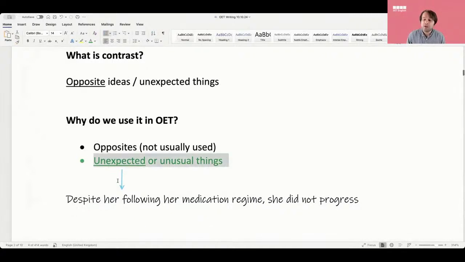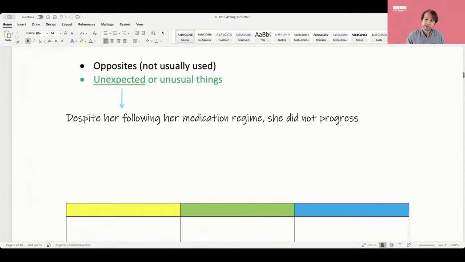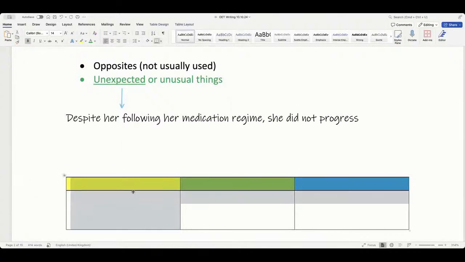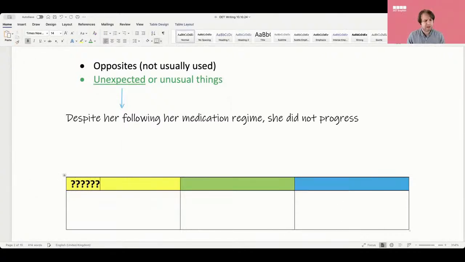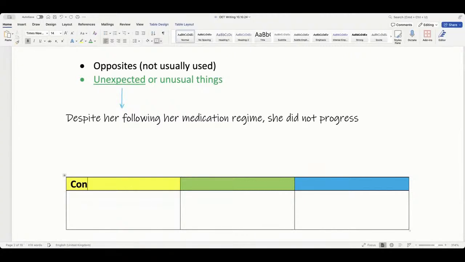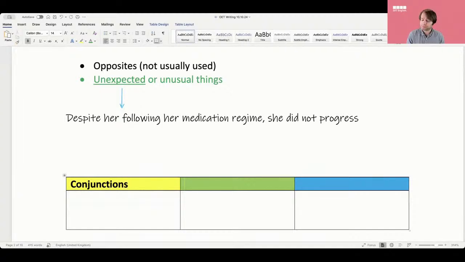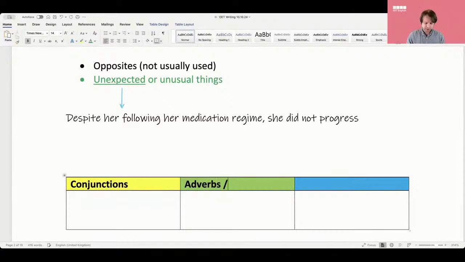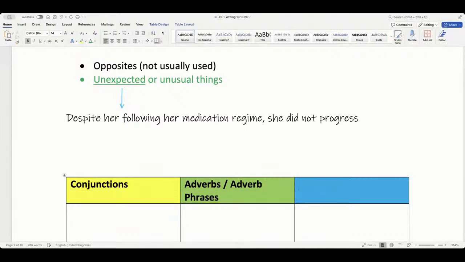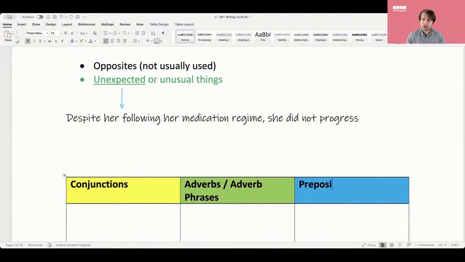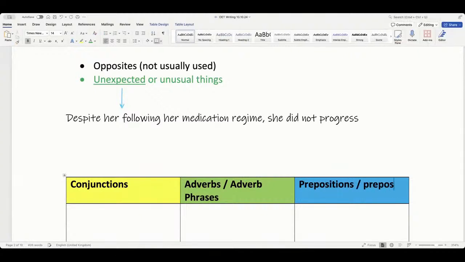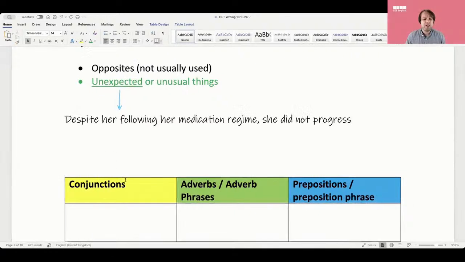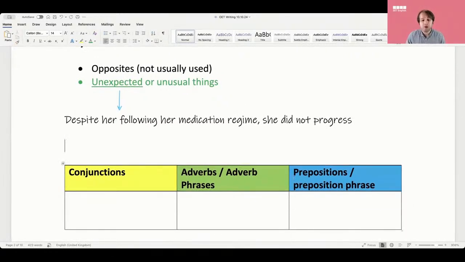Do you guys remember Lawrence's three things from last class? Yes. Okay, so Farouk, what did Lawrence have here? It was clauses, yeah, conjunctions. And then what was here? Adverb and phrase, yes. And the other one? Preposition, and preposition phrase. So we're going to use this today to think about contrast.